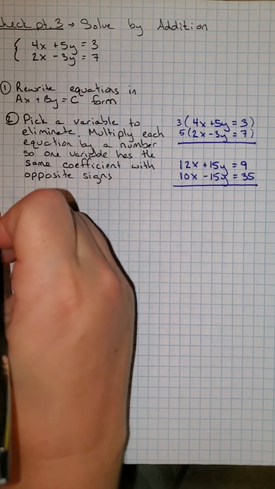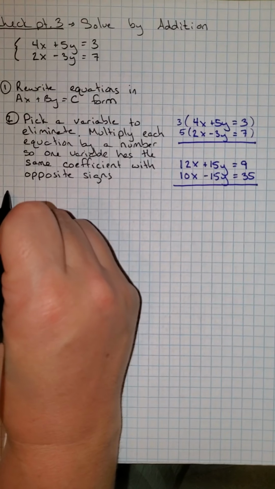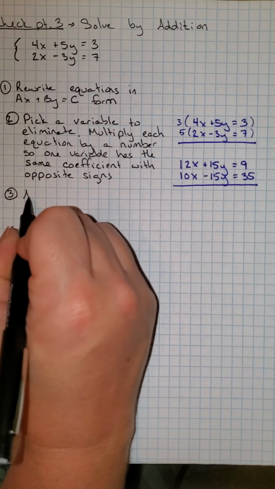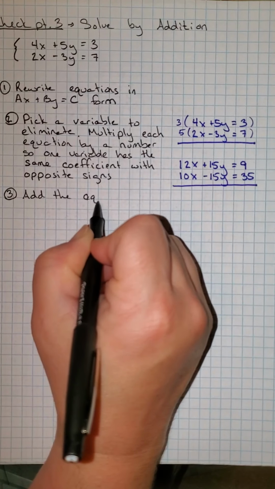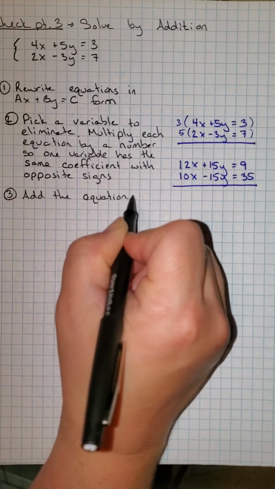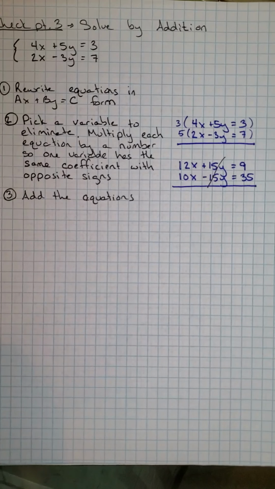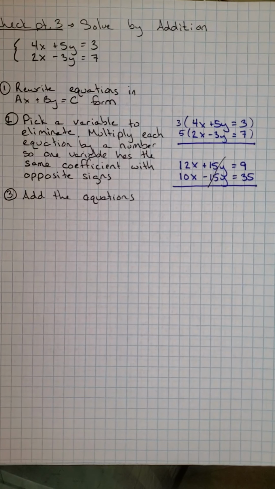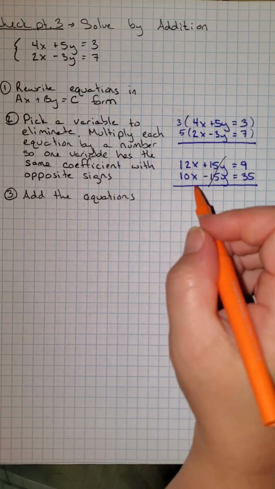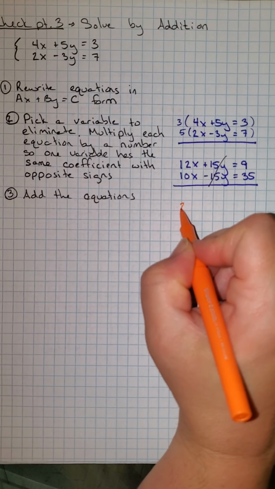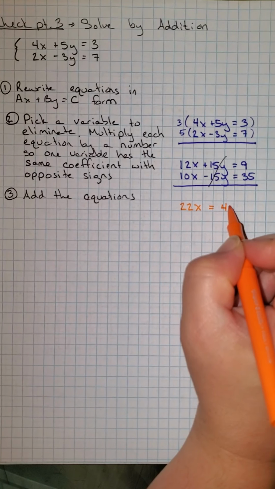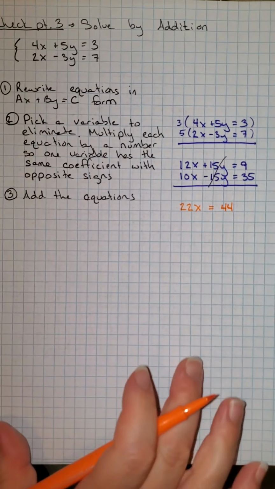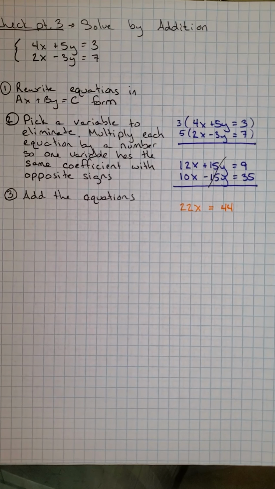All right, and then step 3, we're going to add the equations together. This will eliminate a variable. So our y's will cancel because we have 15 and negative 15. 12 plus 10 is 22x equals 44. And then you're going to solve your new equation.